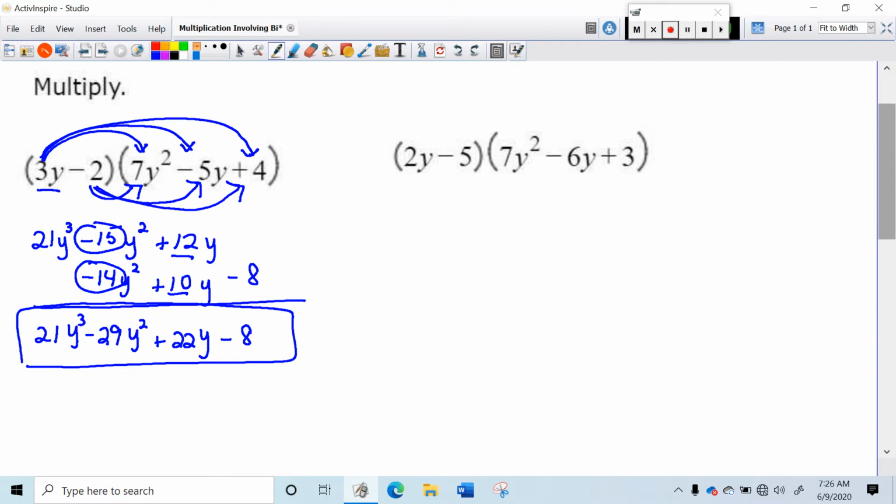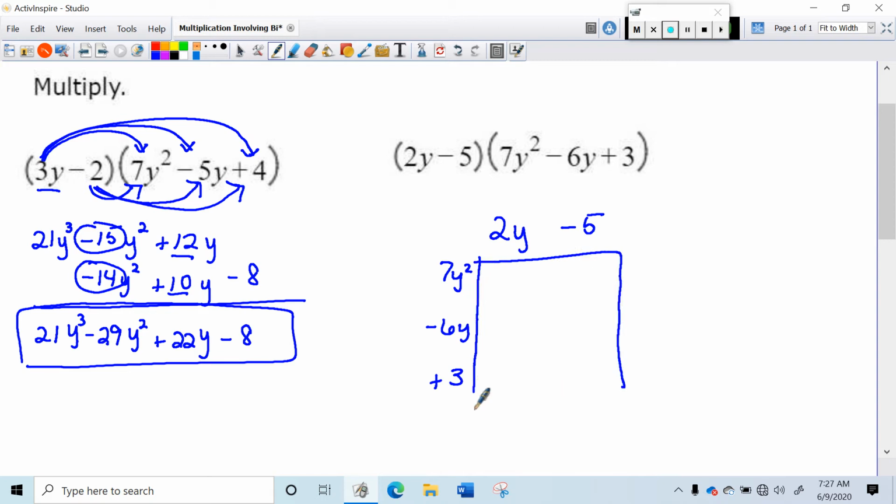The other way is called a Punnett square. So I'm going to take the first one and write it horizontally, leaving some space between the terms like that. The second one I'm going to write vertically, 7y squared minus 6y plus 3. And I'm going to draw a rectangle under that. And on the top, I'm going to separate those with a vertical line. And on the sides, separate each one of those with a horizontal line.